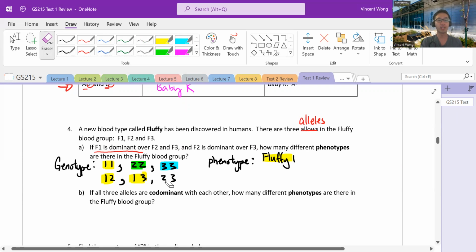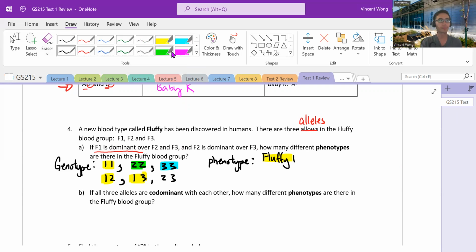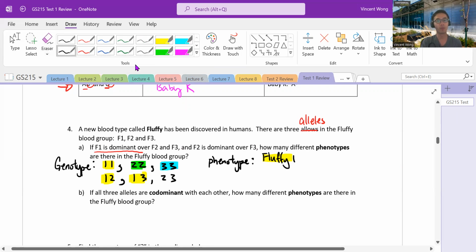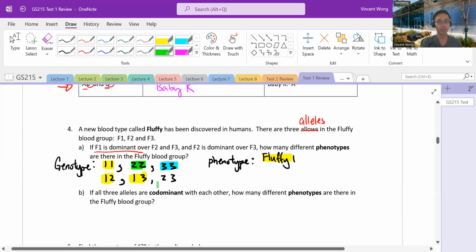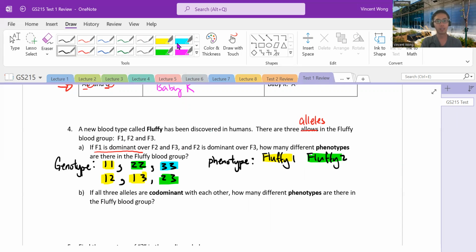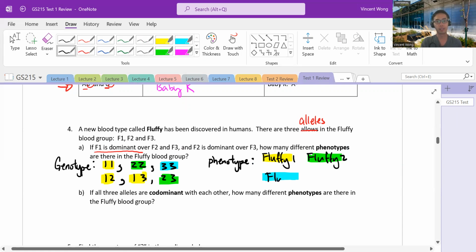What about 2 and 3? Is 2 and 3 going to be fluffy 2 or fluffy 3? Green or blue? Well, you can read here, right? It says F2 is dominant over F3. So it is going to be fluffy 2. And we would have fluffy 3. I hope that makes sense.